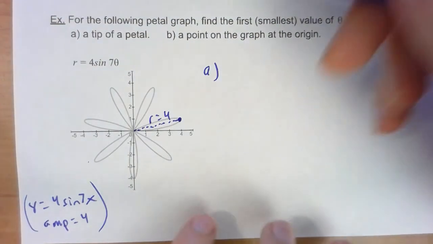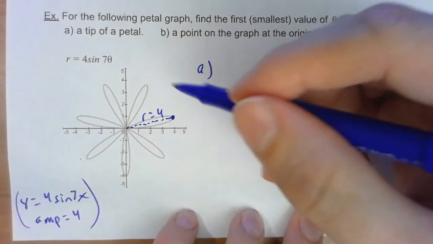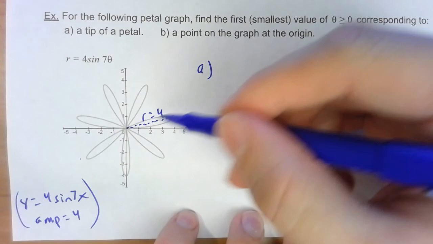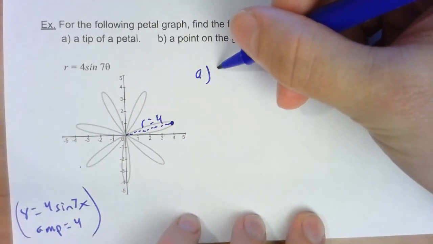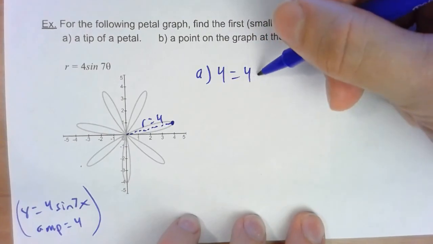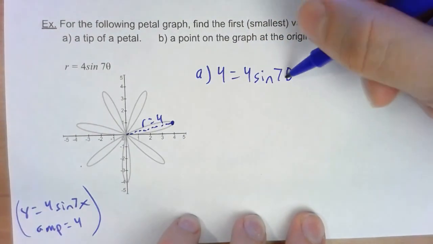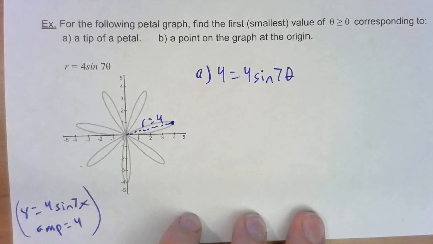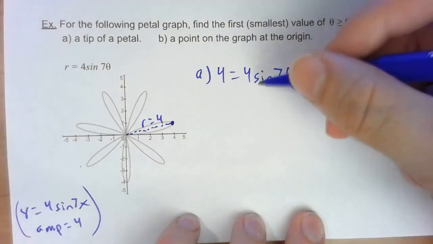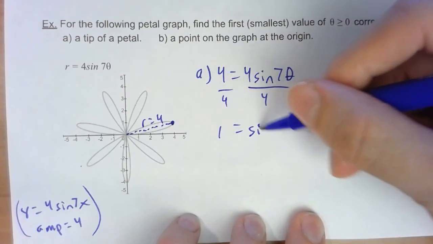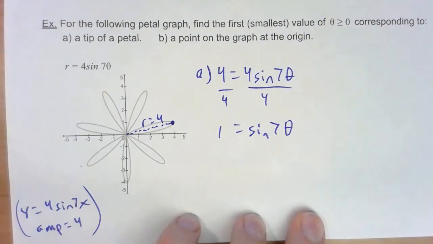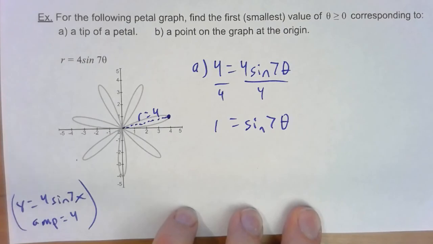So that means for part A, if we want to find the theta, we know we're trying to find what theta makes the R be 4. So we can just plug in 4 for R. We can say, when does this thing actually equal 4? And then just solve that equation. So then we can divide both sides by 4. And we want to know, when does sine of 7 theta equal 1?